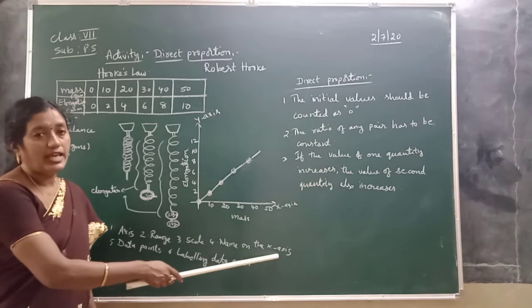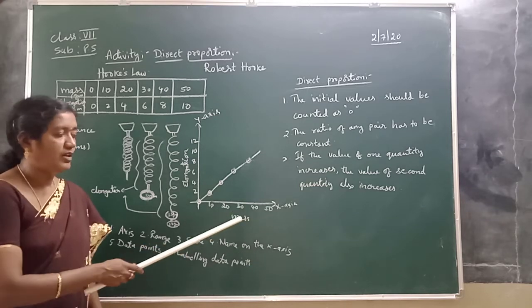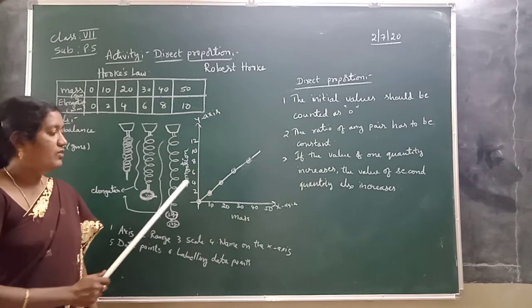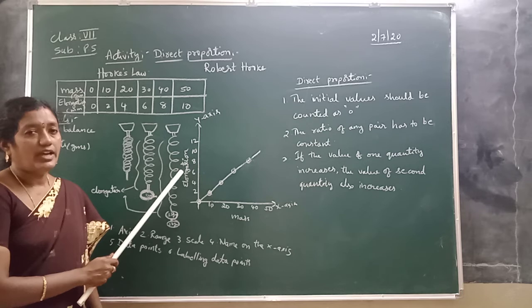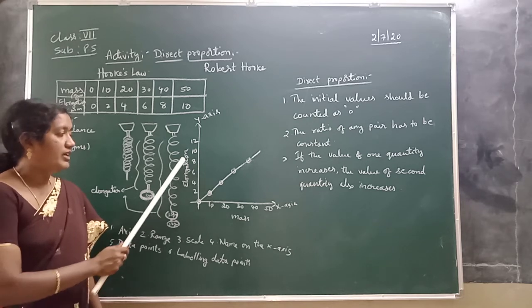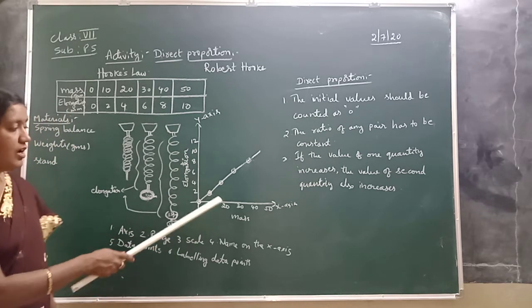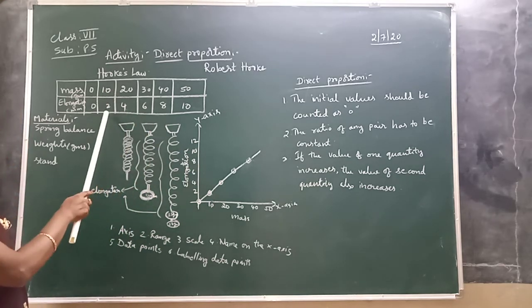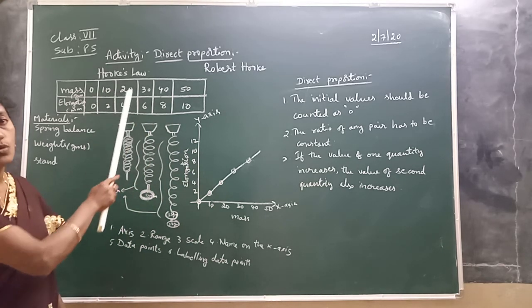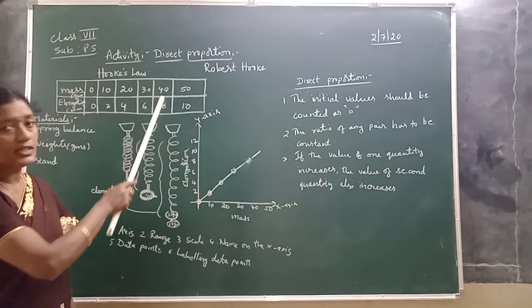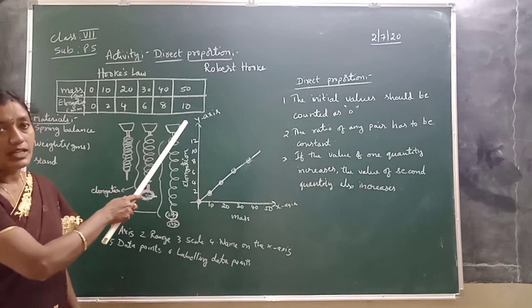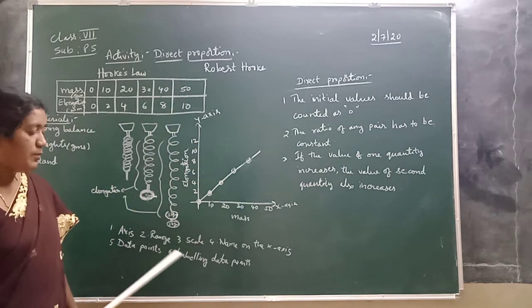Next, naming on the axes. What have we taken on the x-axis? Mass. And what have we taken on the y-axis? Elongation. Next, data points. Data points means 10, 2, where 10 is on the x-axis and 2 on the y-axis. 20, 4. 30, 6. 40, 8. 50, 10. So these are the data points.